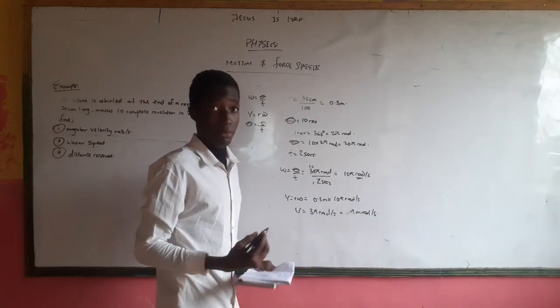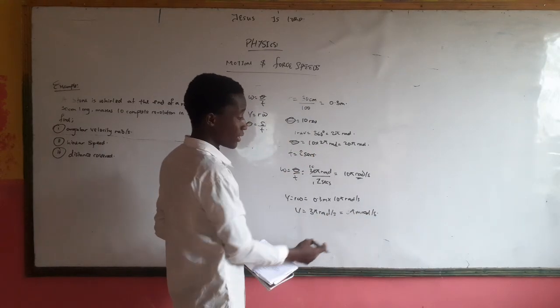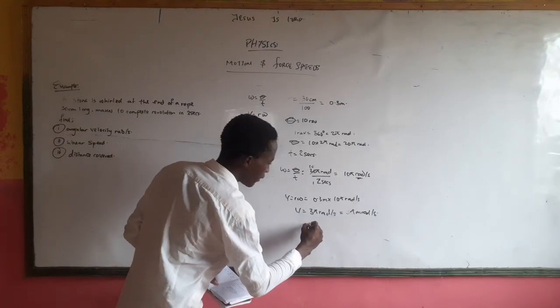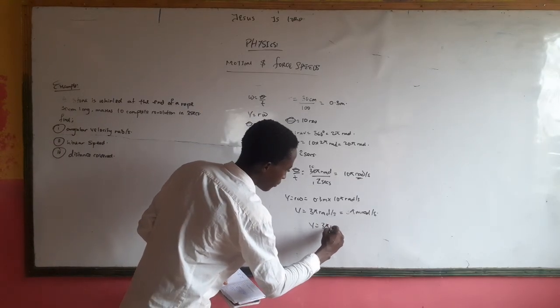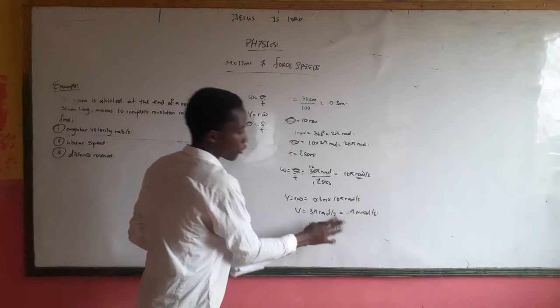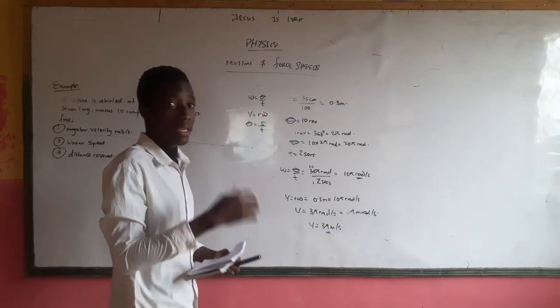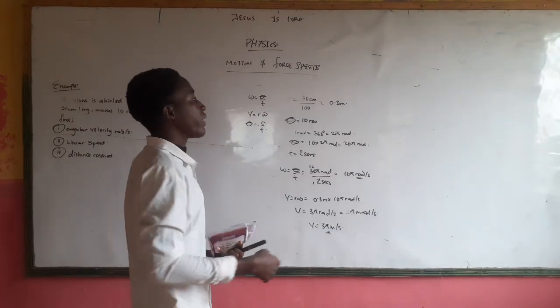Well, velocity is measured in meter per second. So you can leave the answer like this, or you can leave it like V is equal to what? 3 pi meter per second. So this is the normal way you can leave it. Do you understand? So finally, on this aspect, we'll find the distance covered.